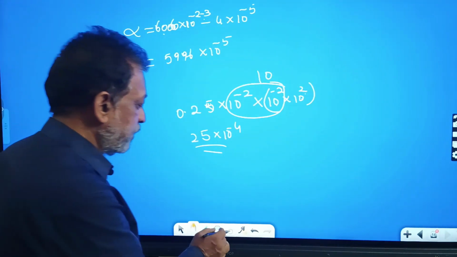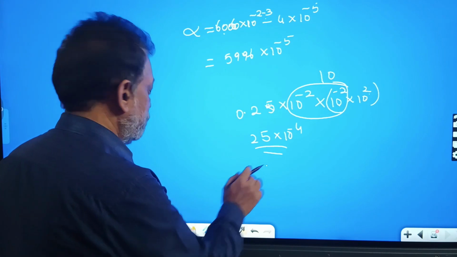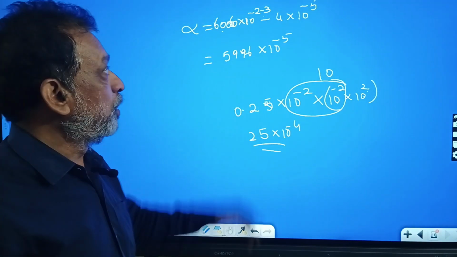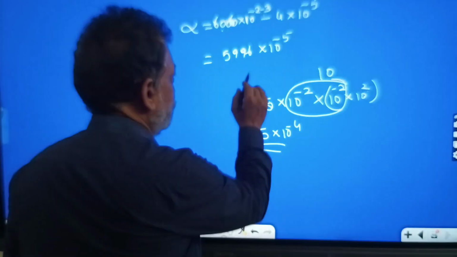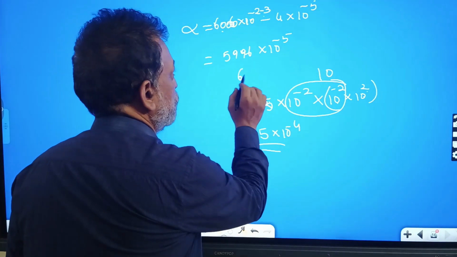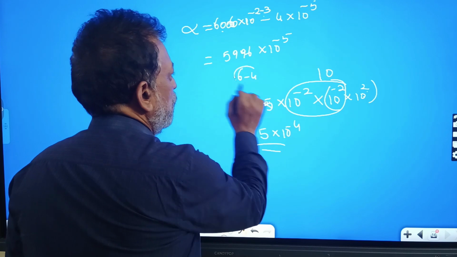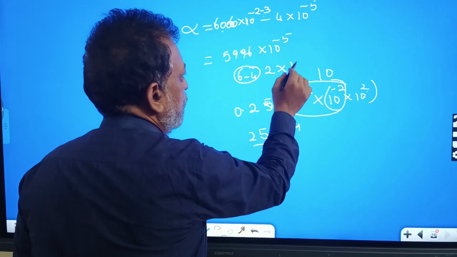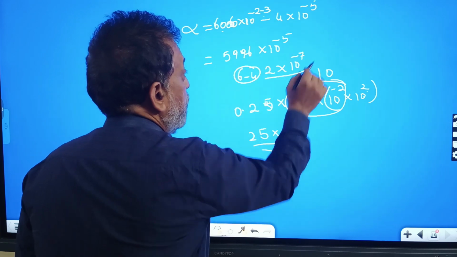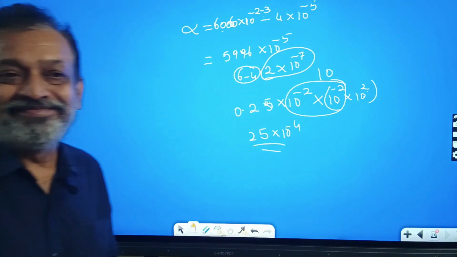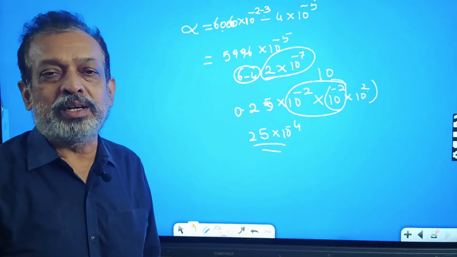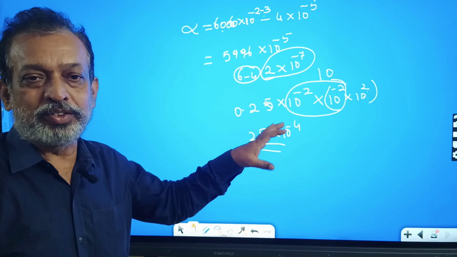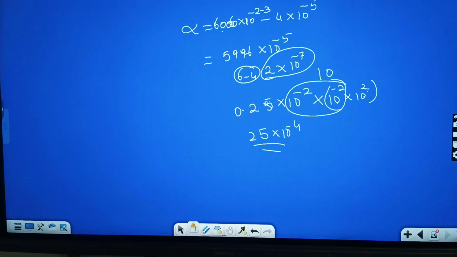Like this, calculate if it is a plus. But most of the children say 6 minus 4 is 2. Then see the answers. 6 minus 4 is 2, so 2 into 10 to the power of minus 2 minus 5, minus 7. Many students write this, not just one. But I won't say the students don't know it, they know it. Once you teach them perfectly, they do it. So the logic is what to do. Right? Now, completed.